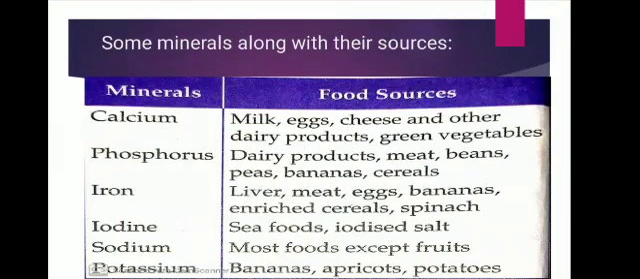See the chart, it gives different types of minerals and the food sources from which we get these minerals. Calcium is present in milk, egg, cheese, phosphorus from dairy products, iron from liver, meat, egg, iodine from seafood and iodized salt. It is considered that we have to take iodized salt. Sodium from food except fruits, and potassium from banana, apricots, potatoes, etc.